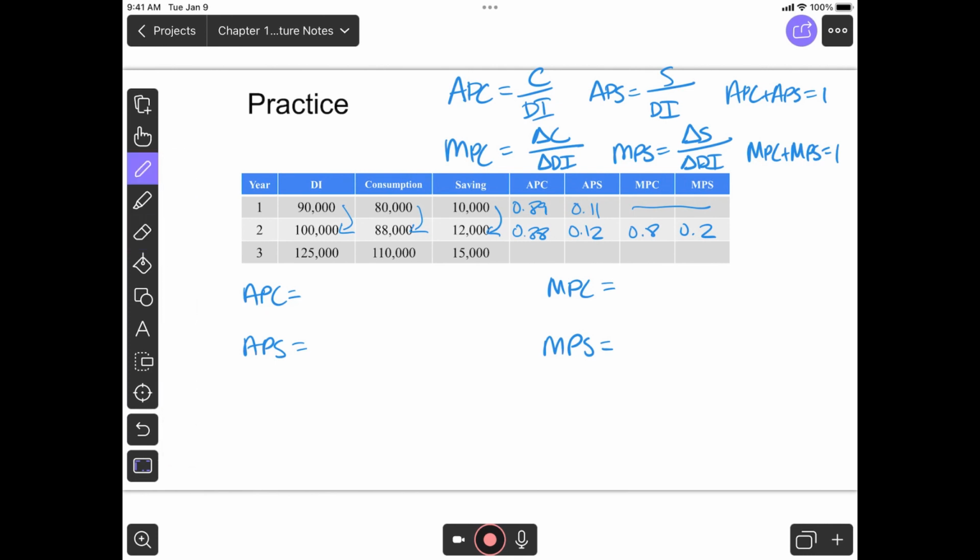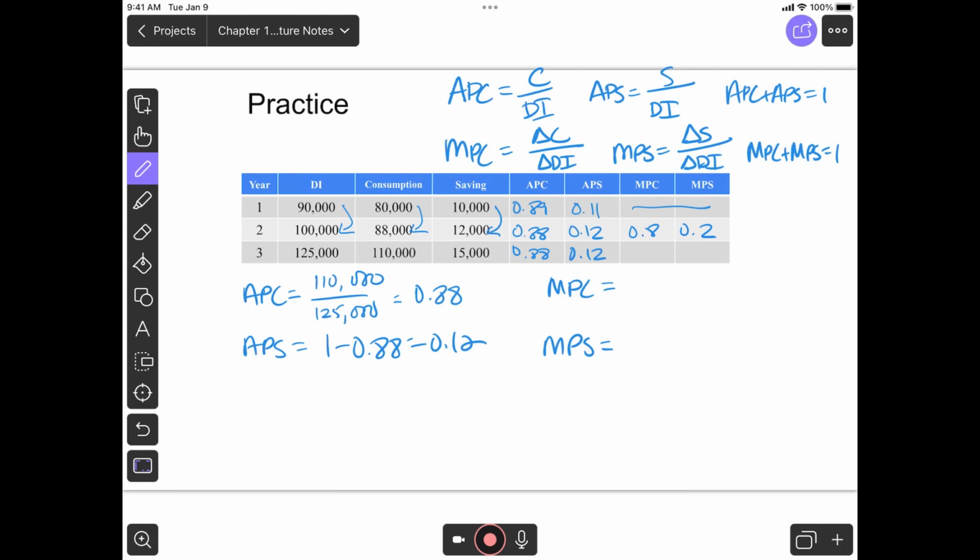Now in year 3, total consumption is 110,000. Disposable income is 125. So we have an APC of 0.88, which means we can shortcut and calculate our APS. That's easy.